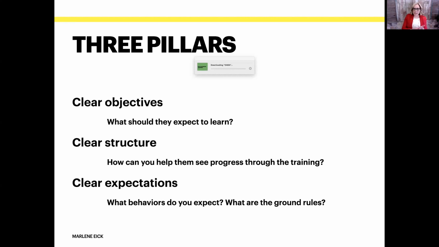So what should they expect to learn, whether it's having a slide or just very visibly stating that, so that people know, what am I supposed to get out of this next hour that I'm sitting in front of a computer? What is it that I'm supposed to learn? And then also that very clear structure.